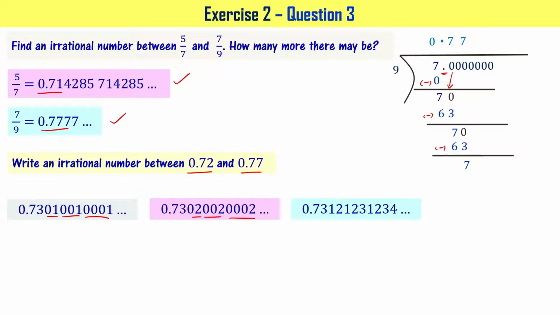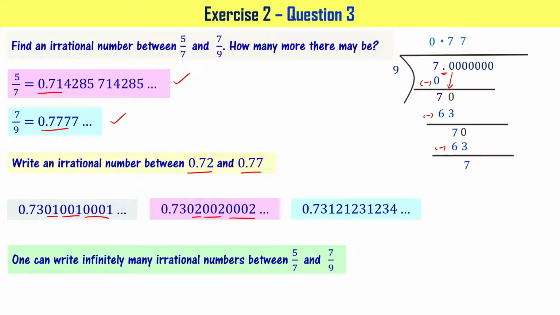All these are irrational numbers, right? When you look at these, what you can say is I can write as many as I want, right? So let me say that one can write infinitely many irrational numbers between 5 by 7 and 7 by 9. So we have answered this question, right? So I have shown how to find an irrational number between two given numbers using two approaches. One by writing decimal expansions and then writing the irrational numbers in between. And the second one is using square root of AB, right?